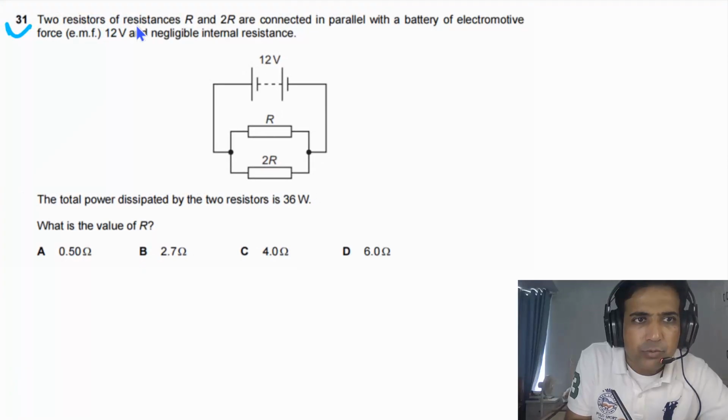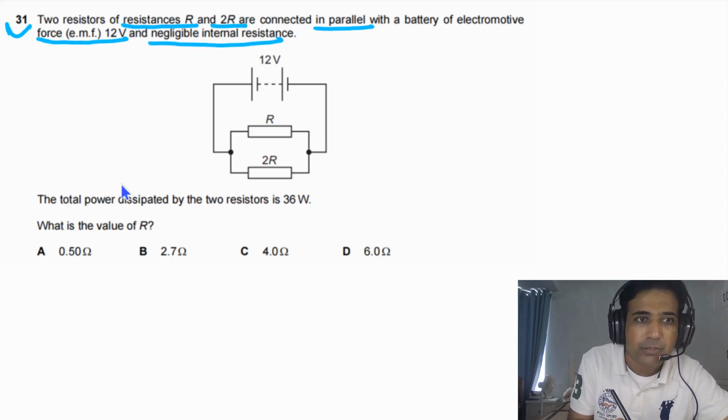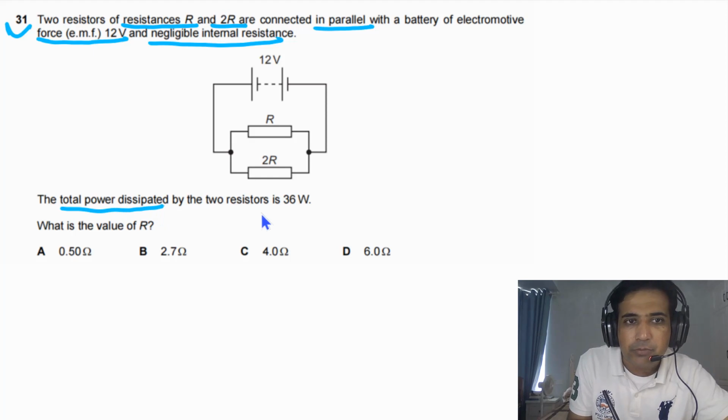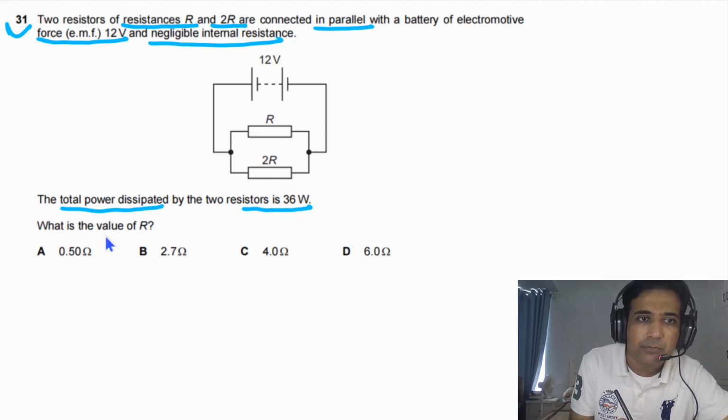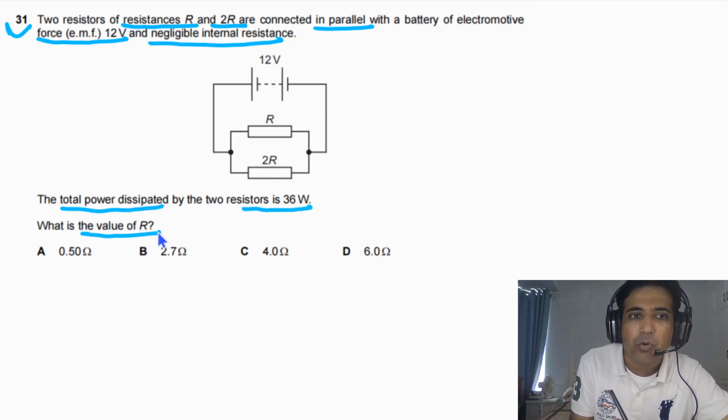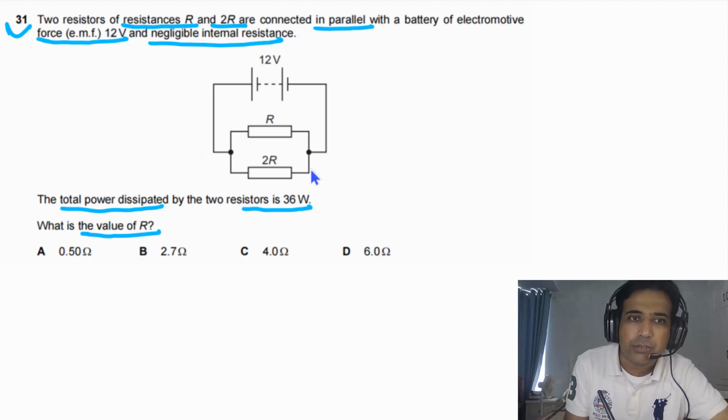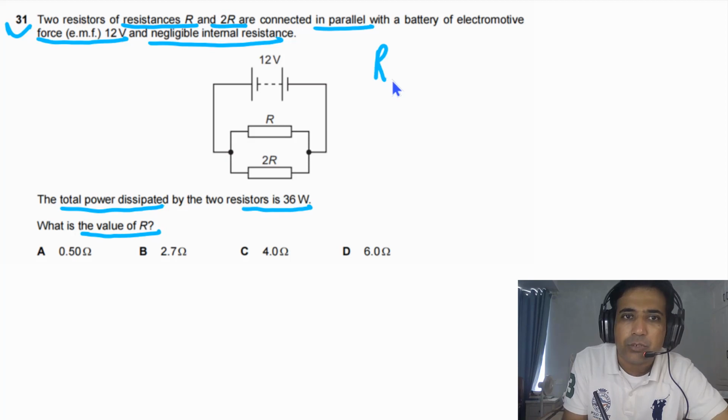Question 31 says two resistors of resistance R and 2R are connected in parallel with a battery of electromotive force 12 volts and negligible internal resistance. The total power dissipated by the two resistors is 36 watts. We need to find out what is the value of capital R. In this case, these two resistors are connected in parallel, so we can find out R total. First of all, R total will be equal to R times 2R divided by the sum of these two.